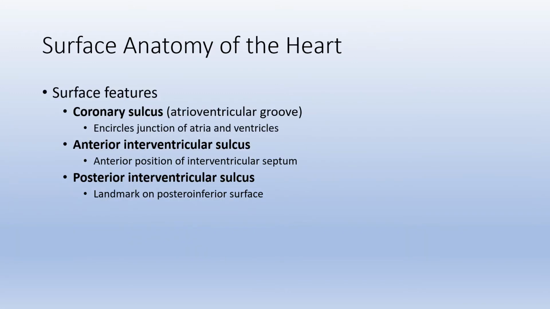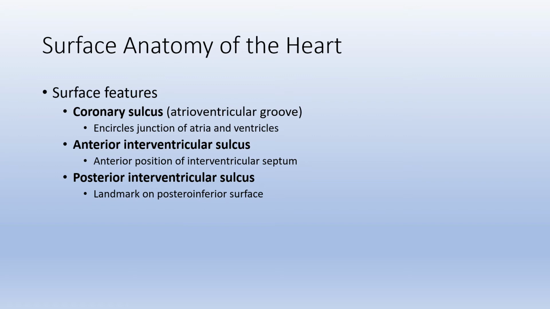Also, looking at the surface of the heart, you need to be able to identify three grooves, or three sulci. The first is known as the coronary sulcus, or the atrioventricular groove. This will be the groove that encircles the atria and the ventricles, or where they connect to each other. We also have the anterior interventricular sulcus.